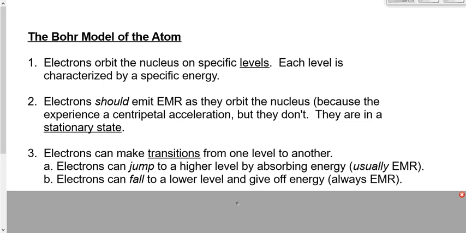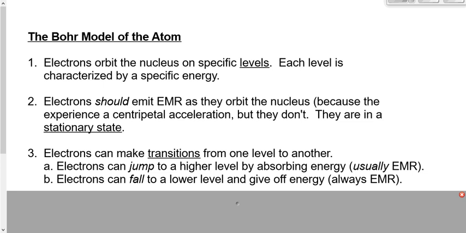Now, the energy that the electron absorbs to jump to a higher level is usually EMR, although not necessarily. It can absorb essentially any type of energy to jump to a higher level if it's available. But when it gives off energy to fall to a lower level, it's going to give off EMR. Always going to be EMR. A photon.